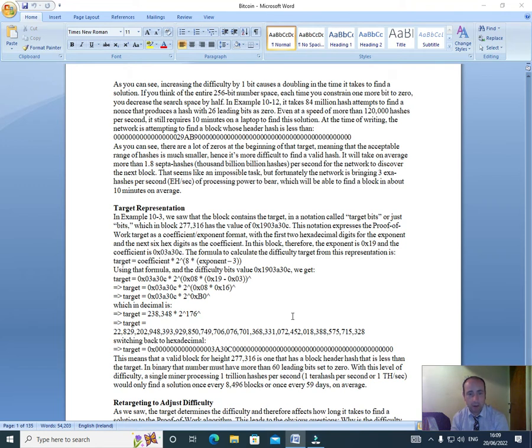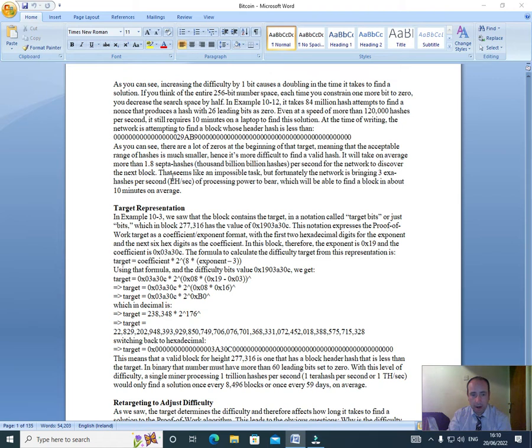At the time of writing, the network is attempting to find a block whose header hash is less than a very long number. I'm not going to read all this, it would take too long. As you can see, there are a lot of zeros at the beginning of the target, meaning that the acceptable range of hashes is much smaller, hence it's more difficult to find a valid hash.